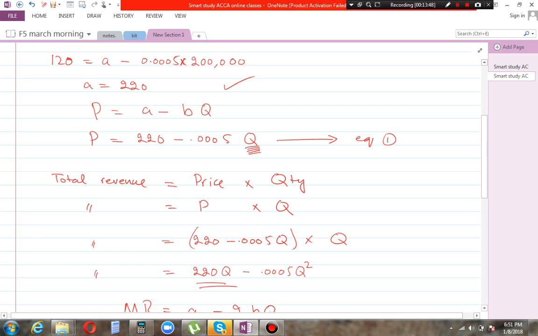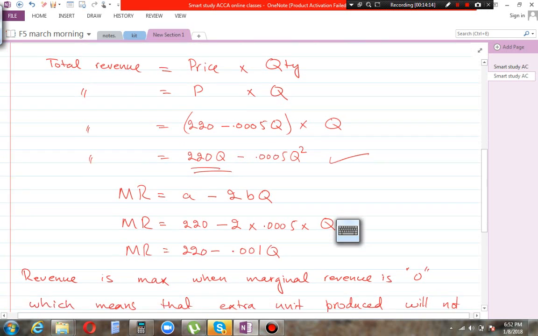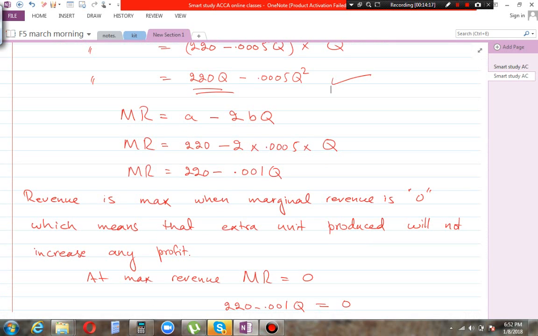Now total revenue is price multiplied by quantity. So this will give you another equation. Total revenue is 220Q minus 0.005 Q square, right? And now to find the maximum revenue, you have the formula for marginal revenue, which is A minus 2BQ. Now you have the value 220 for A, and B is also there, and marginal revenue is equal to 220 minus 0.001 Q, right?